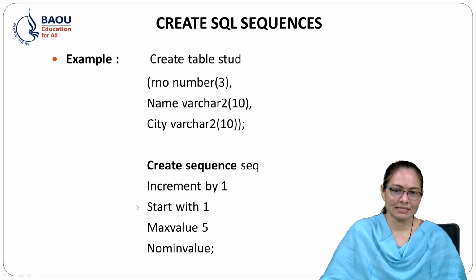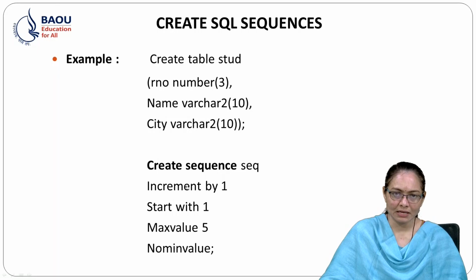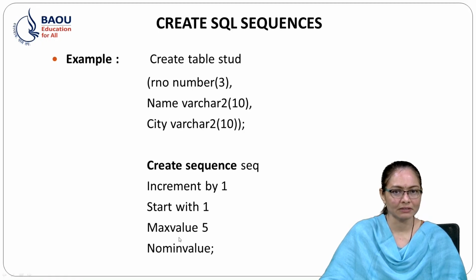Increment by 1, start with 1, maximum value is 5 and no minimum value. This sequence is generated starting with the value 1 and the maximum value is 5, meaning it ends with the value 5. Increment by 1 means starting at 1, then it is incremented by 1, that is 2, then 3, 4, up to 5. After 5 the sequence does not work. We would have to insert the next record manually. Using a sequence, we do not insert the value manually. It is automatically generated. So, this sequence is used for the roll number.